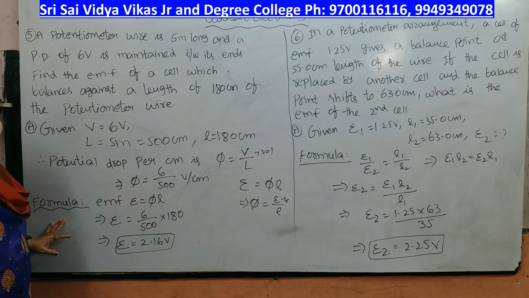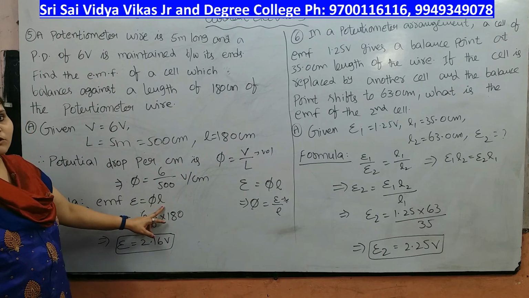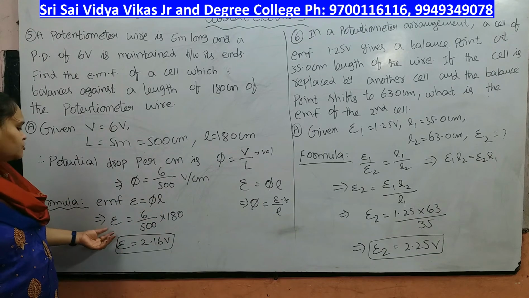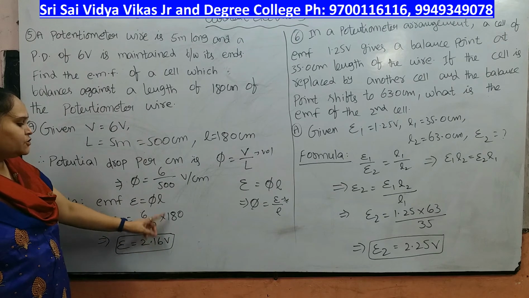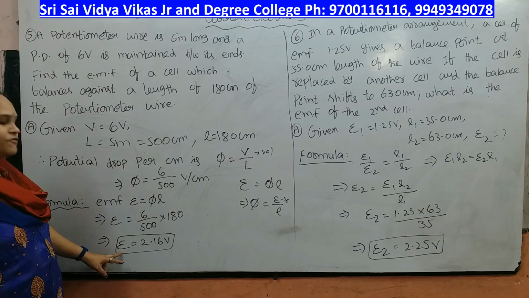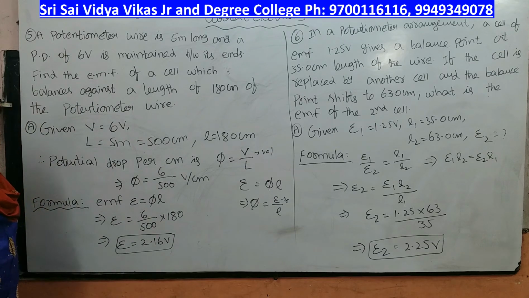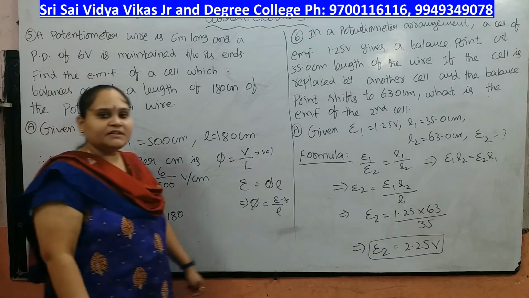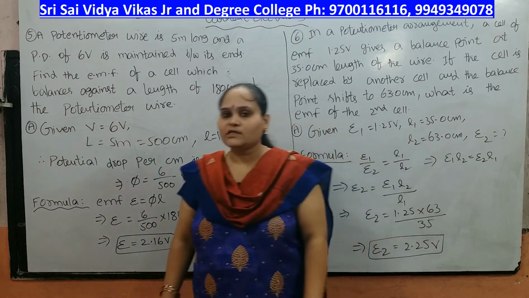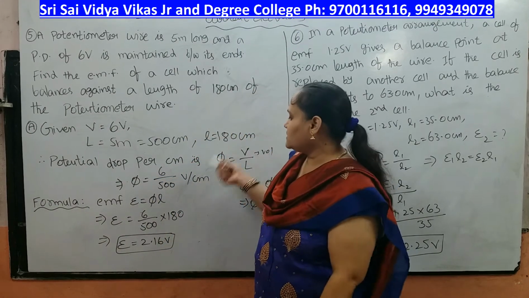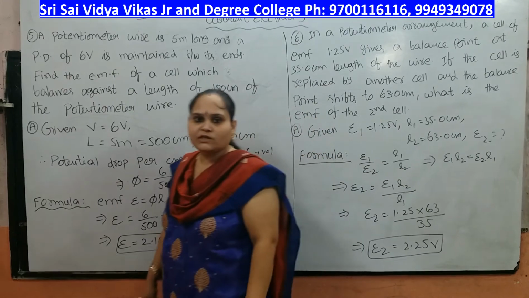Now, we take the formula EMF epsilon equal to phi L. Epsilon equal to phi L is our formula. So, from this epsilon equal to phi, which is 6 by 500, into L, which is 180. Therefore, epsilon equal to 2.16 volts. This is the EMF from the 5 meters long wire, and the voltage drop is 6 by 500 per centimeter. From this we calculate the EMF, epsilon equal to phi L.